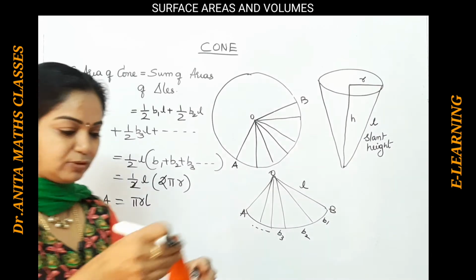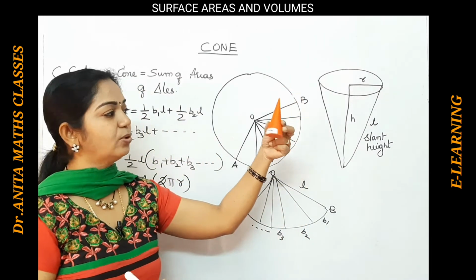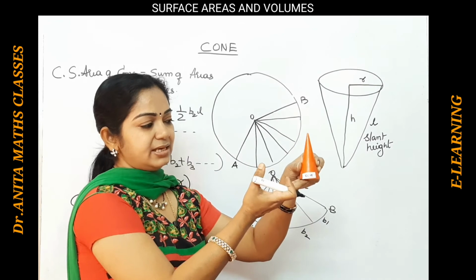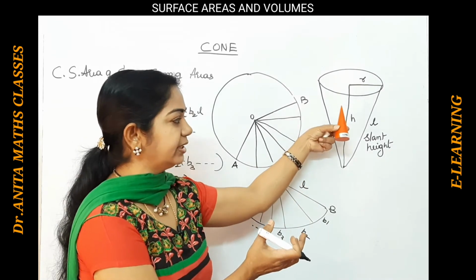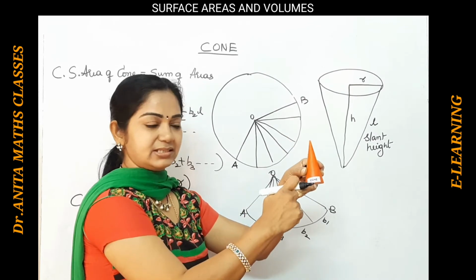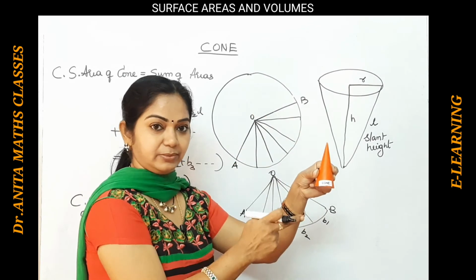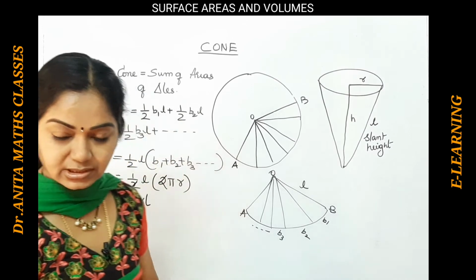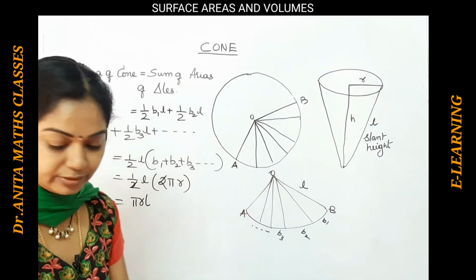Now I'll show you one more example, a wooden cone. This is a wooden piece. So this is the form of a cone here. Here are the base circle, the apex, the slant height is this and the vertical height is in between. Okay. So this is a model of a cone.